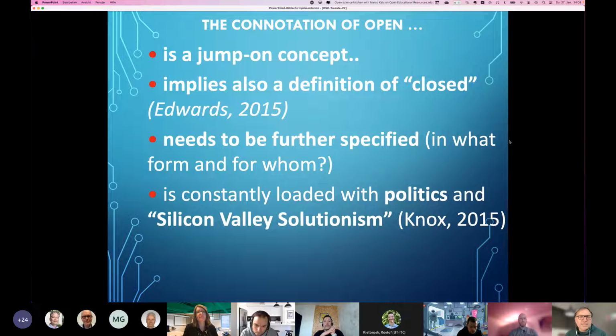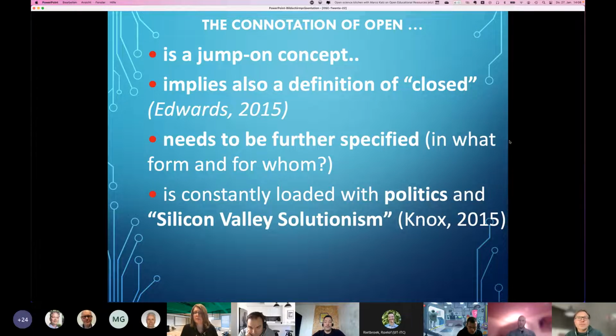But maybe we also need to think that if we define openness, we also need to define closedness. So we can't define open without being closed. I think a very interesting paper by Edwards from 2015, who really thought on a more philosophical level on this dichotomy between openness and closeness. Like you've heard already, if we talk about open education, we always need to talk about in what form and for whom. It's a very unspecific concept. And in recent times, open education has also received the dimension, and Jeremy Knox has framed that nicely. It's constantly loaded with politics and Silicon Valley solutionism. I will come back to that later.